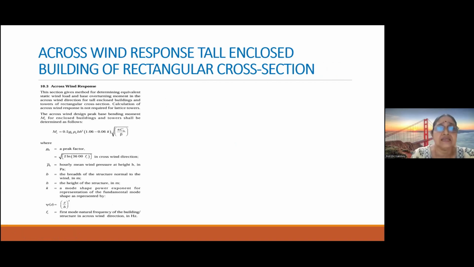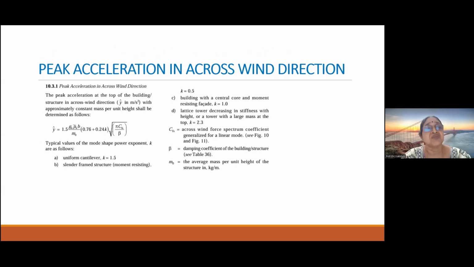Now again, as I said, a crosswind response happens because of vortex excitation, and it can give some moment, which can be worked out. In this case, what you require is the mode shape and the frequency corresponding to the across wind direction. That means you need the frequency and mode shape for the along wind oscillation and the across wind oscillation, and the frequency corresponding to the torsional vibration. These things are required for a tall building. So again, one can work out the wind response and similarly the peak acceleration at the top of the structure in the across wind direction.